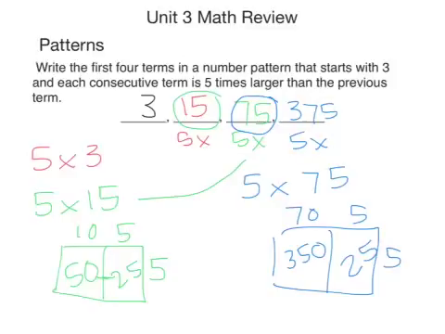So remember, you have to look at the previous term and multiply that previous term by whatever number it says is larger. So for this example, it was 5 times larger. You may get problems that are 3 times larger, 4 times larger, 5, 6, 7 times larger. So you have to look back at your previous term, and then in order to get the next term, you're going to have to multiply that previous term by whatever times larger it is. Okay?